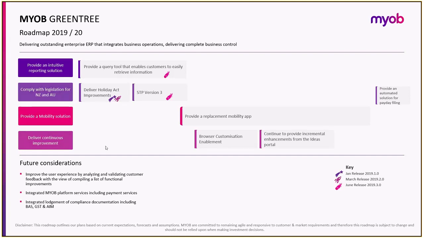Down the bottom we have future considerations, and these are areas that we will be looking to implement in end of 2021. To the right hand side we have a key just to indicate when those releases will be coming out, and we do have a release coming up, and that will be 19.3, which is scheduled to be released this week starting on the 17th of June.